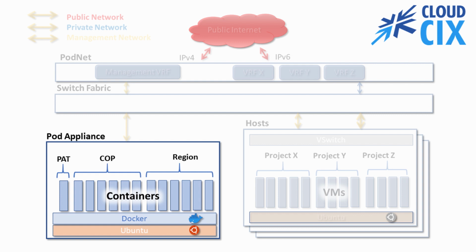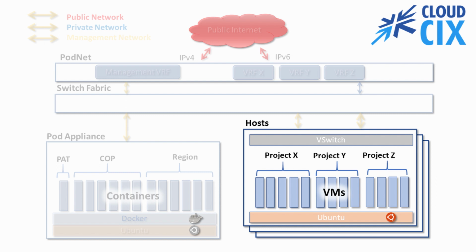The region runs containers that implement the user-requested infrastructure. The COP runs containers that implement both the underlying API and the user interface. Together, these allow the user to declaratively define the infrastructure required. The PAT runs containers that manage the configuration and deployment of other pods that have regions and/or COP flavors.